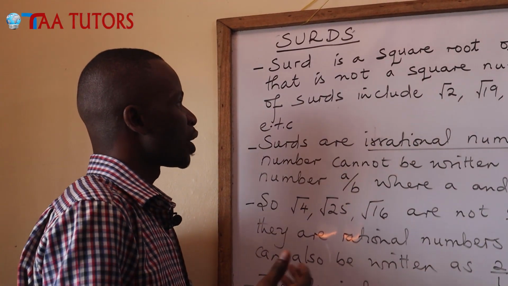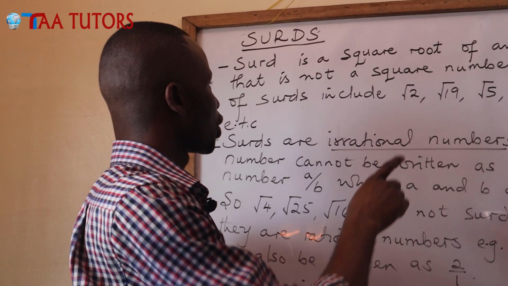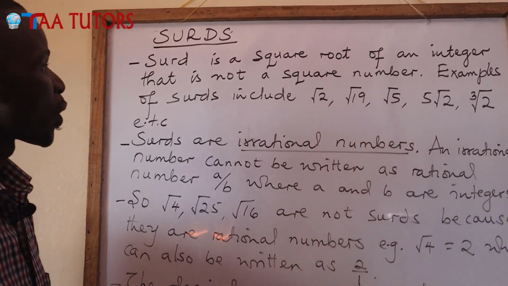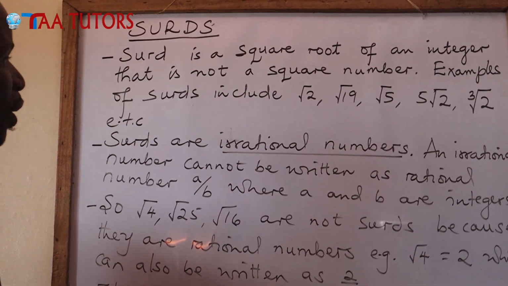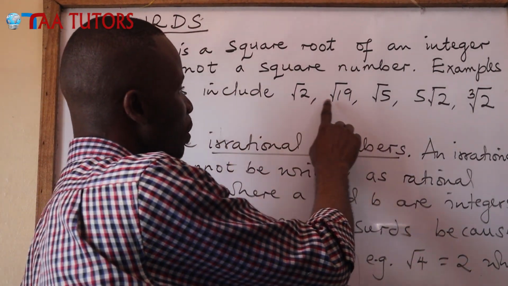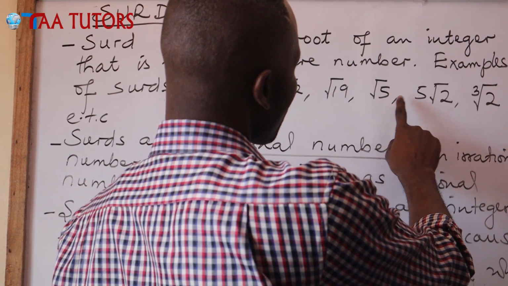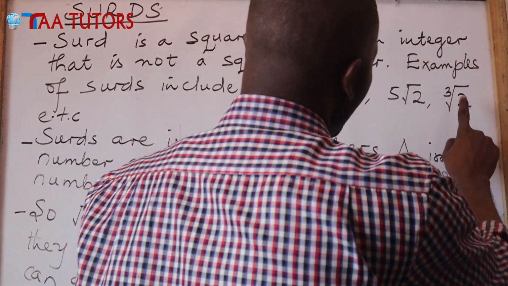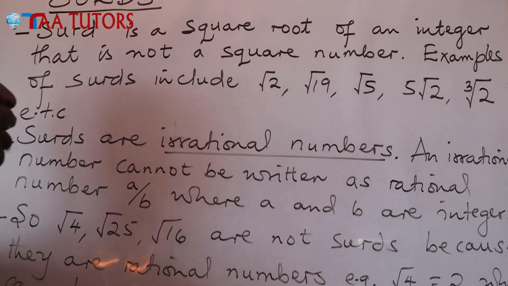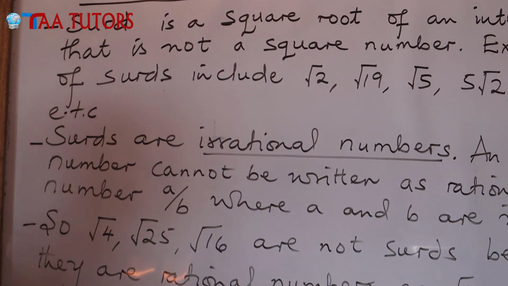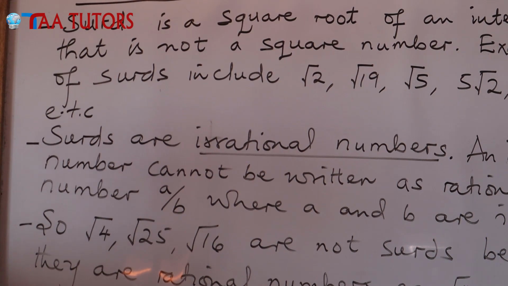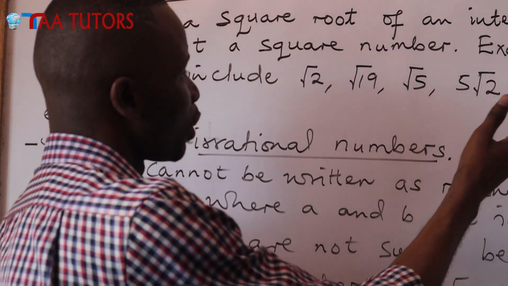So we say that a surd is a square root of an integer that is not a square number. We realize that 2 here is not a square number, 19 is not a square number, 5 is not a square number. There are many other numbers that do not have square roots, but these are just a few examples that we have there.